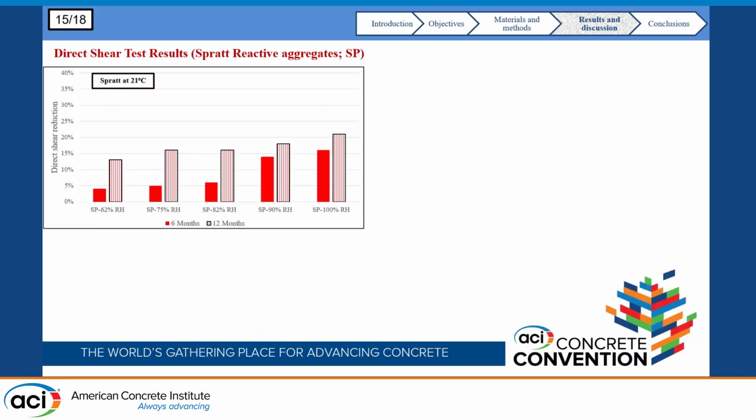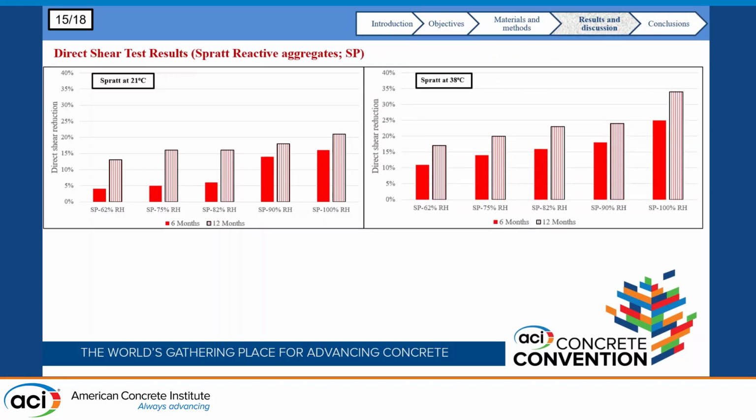Now, we decided to do the direct shear test to determine the influence of this expansion and internal distress on mechanical property losses. And here is the reduction in direct shear for samples stored at 21 degrees Celsius after 6 and 12 months of exposure. According to this plot, the reduction in direct shear increases as the relative humidity increases, which coincides with the increase in expansion. At 38 degrees Celsius, using the same aggregate and for similar exposure condition and duration, a similar trend was observed as compared to those stored at 21 degrees Celsius.